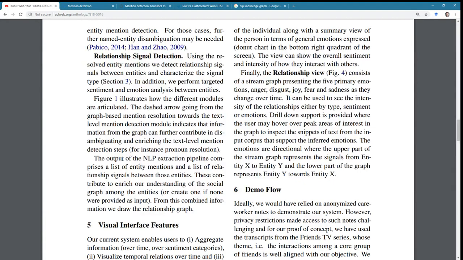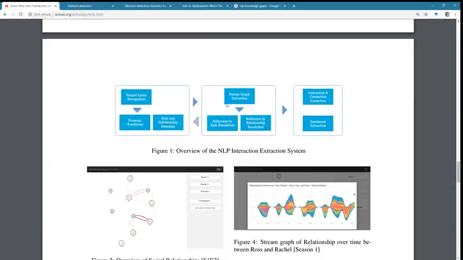The dashed arrow going from the graph-based mentioned resolution towards the text-level mentioned detection module indicates that information from the graph can further contribute in disambiguating and enriching the text-level mentioned detection steps. For example, pronoun resolution. Holy moly, that sentence was like a taffy chew. Let's look at figure 1.